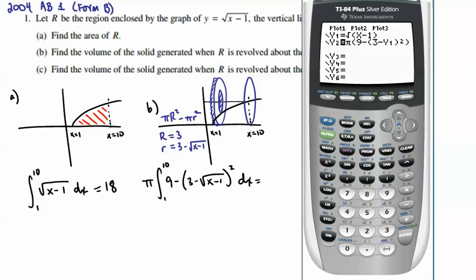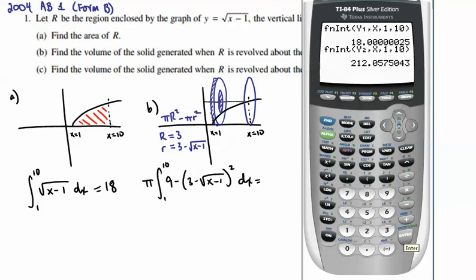Our function that we want to integrate is in y2. If we go back out to the home screen and use second enter to call up the last command, all we really have to do here is change the y1 to be y2. Variables, y variables, function y2, and we run that and we get 212.058. And once again, that's all that we have to do for that particular part of the problem. We set up the integral and we use the calculator to find the answer. And so we will go on to part C at this point.